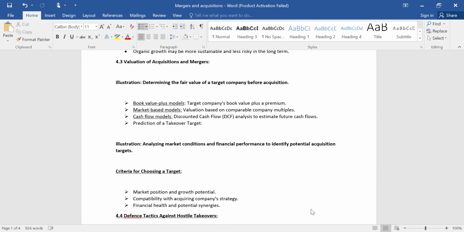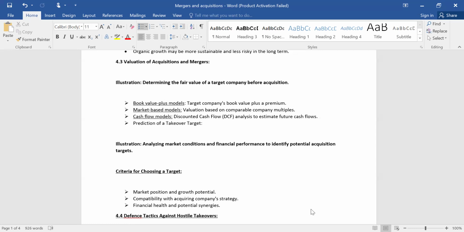And then we have another model called cash flow model. So cash flow model, we have to do discounted cash flow and analyze to estimate the future cash flows. So by calculating the present value of the target company, then from that present value, we can easily predict the market price per share. So hizo ndio model tutakuwa tunatumia kwa calculation.